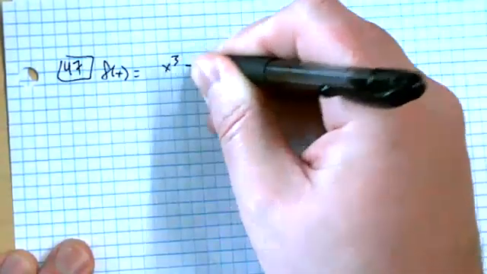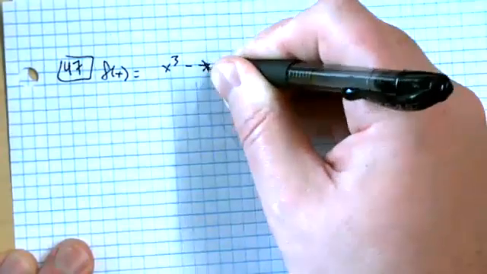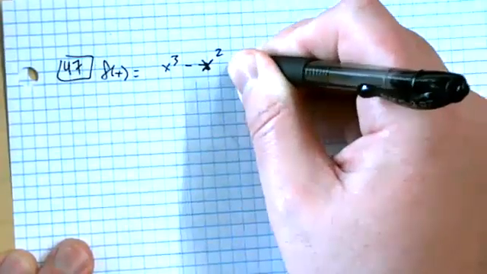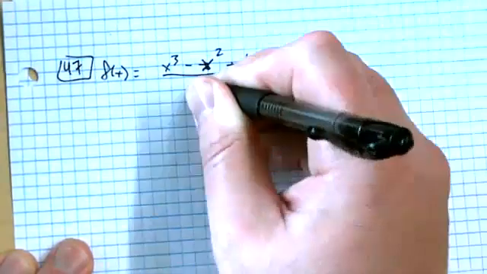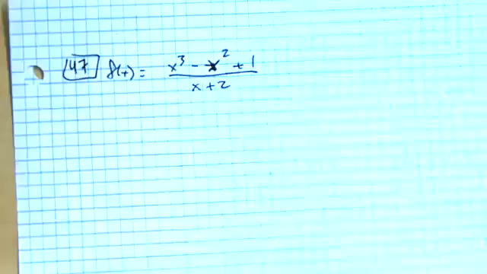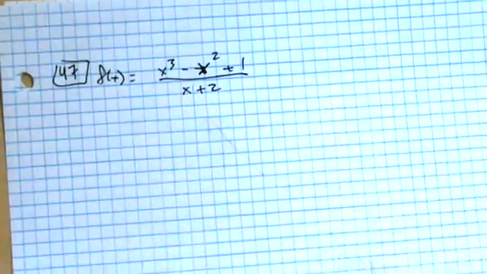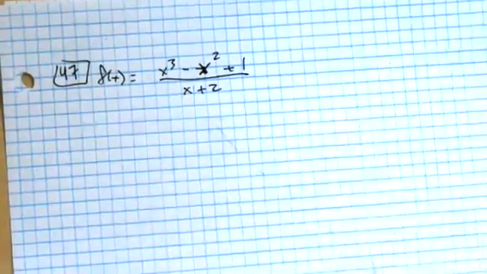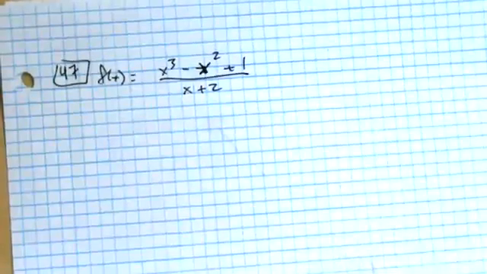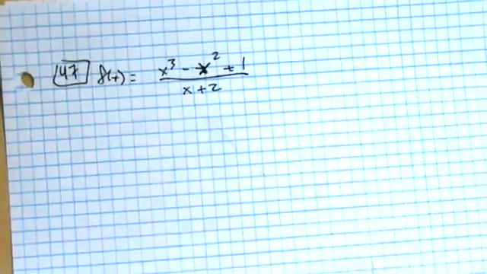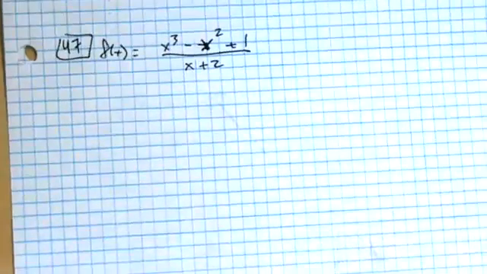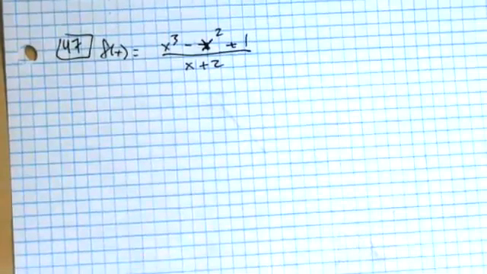x cubed minus x squared plus 1, all over x plus 2. And they asked us to find the end behavior asymptotes. And then we'll go ahead and graph it. I said you didn't need to sketch your graph, but we'll have a look just to make sure we understand what these end behavior asymptotes are actually doing.